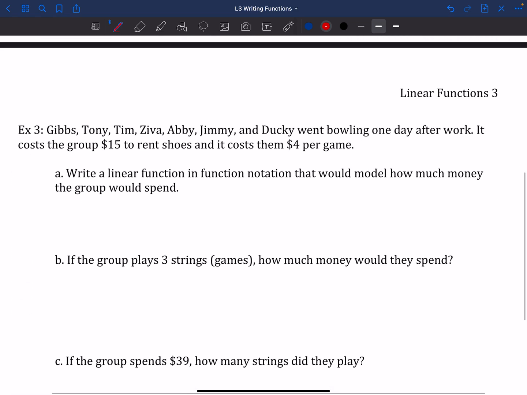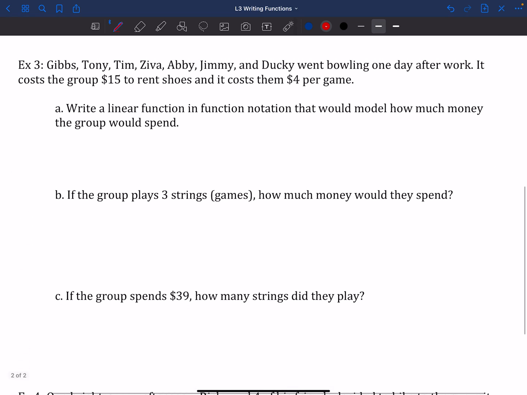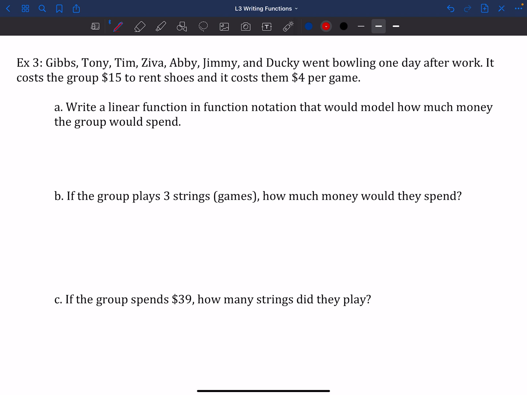Let's take a look at some that involve word problems. These can be a little trickier, but they do give us the information we need. So Gibbs, Tony, Tim, Ziva, Abby, Jimmy, and Ducky, the cast of the hit CBS drama NCIS, went bowling one day after work. It cost the group $15 to rent their shoes, and it cost them $4 for each game.